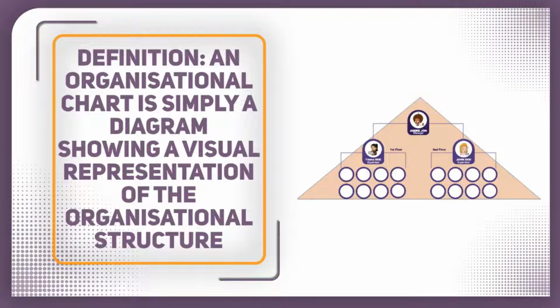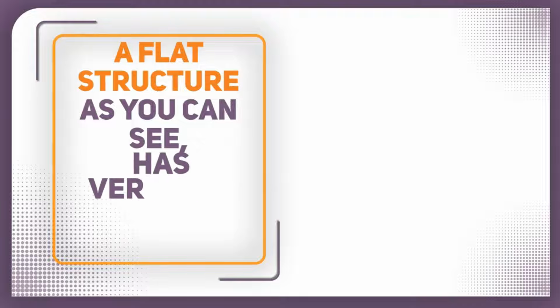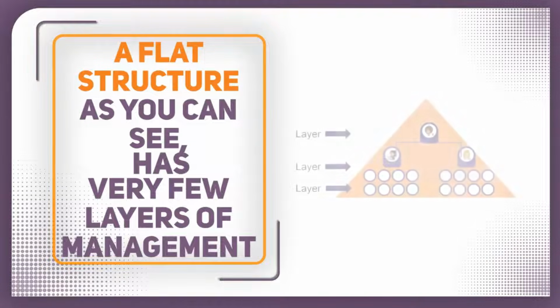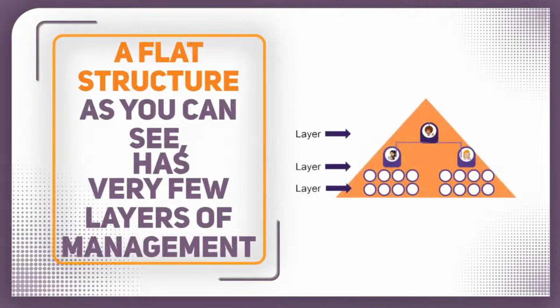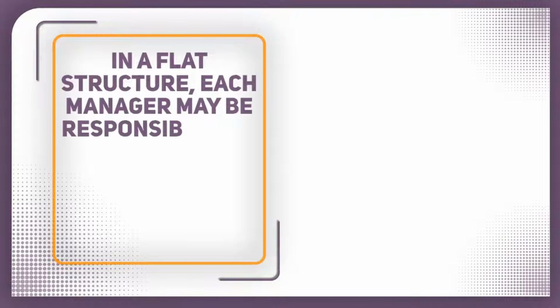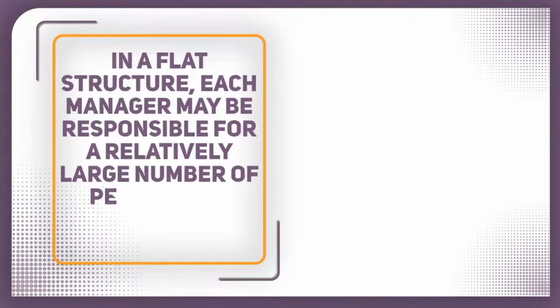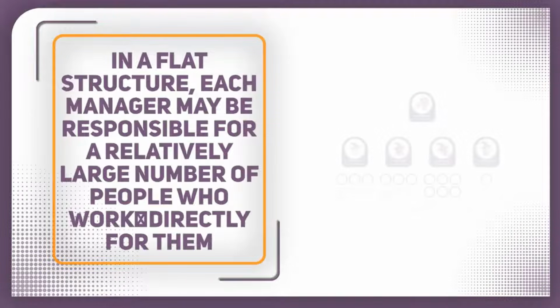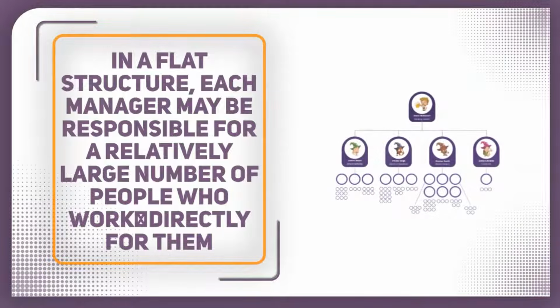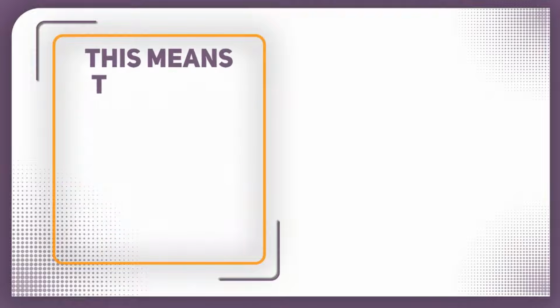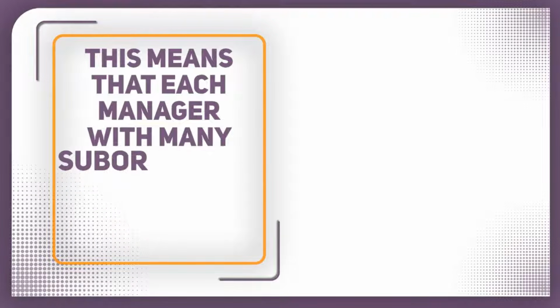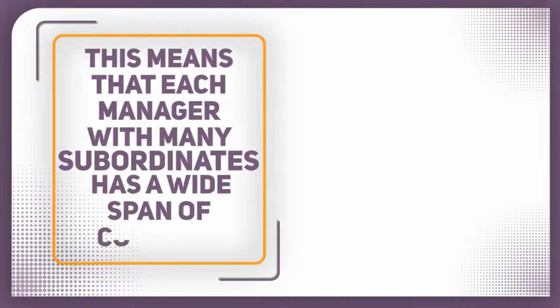Firstly, we'll look at the flat structure. A flat structure, as you can see, has very few layers of management, maybe only 2 or 3. This means that the business has a short chain of command. In a flat structure, each manager may be responsible for a relatively large number of people who work directly for them. And as we have already discussed in our last video, these people are known as subordinates. This means that each manager will have many subordinates and has a wide span of control.